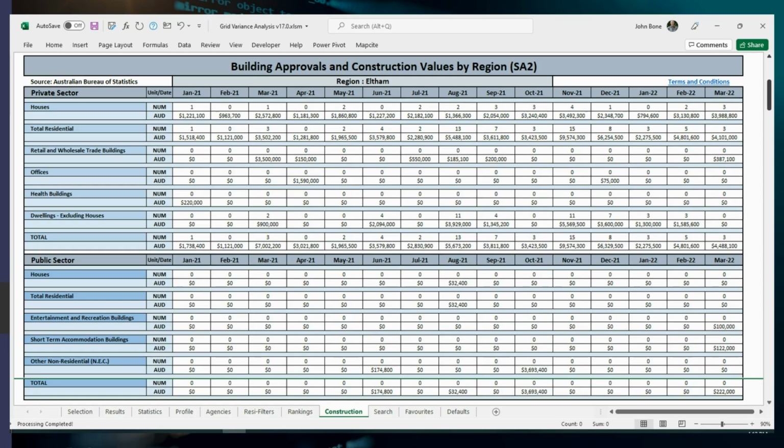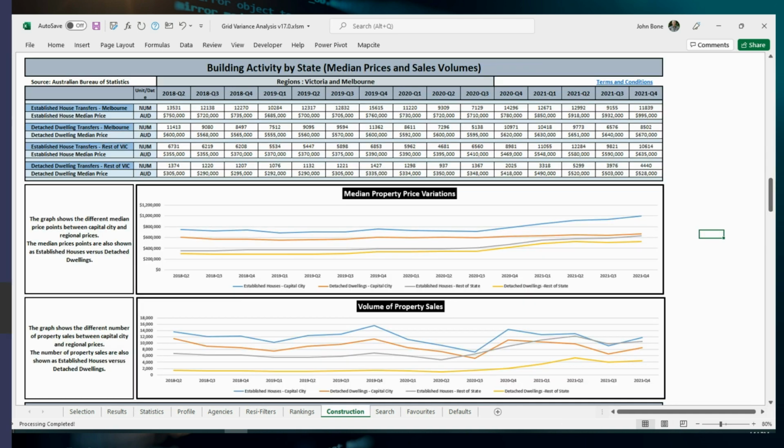The second part of the sheet provides a detailed breakdown by dwelling type by month for each of the public sector and private sector spending. The data is specific to the selected SA2 region and provides an insight into potential opportunities in other areas of real estate investing. For example, the construction of schools, hospitals and aged care facilities may create opportunities in residential accommodation for nurses. The third section provides a breakdown of median house prices and sales volumes of properties in the selected state, broken down into two areas, the state capital area and the remainder of the state. This gives us a glimpse into the areas where the greatest level of activity is occurring.